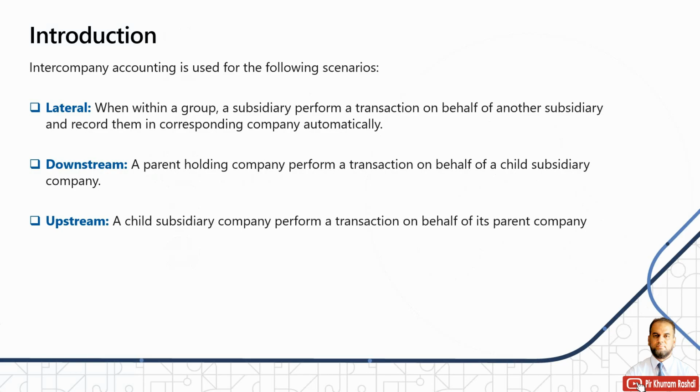Similarly, in downstream, a parent holding company will perform a transaction on behalf of a child subsidiary company. And upstream is from bottom to up. That is, a child subsidiary company will perform a transaction on behalf of its parent company. So I hope these three terms are known now. Lateral, you can say on the same level. Downstream means from the parent company to child company, or holding company to the child subsidiaries, and upstream is from child to parent, that is, to the holding company.